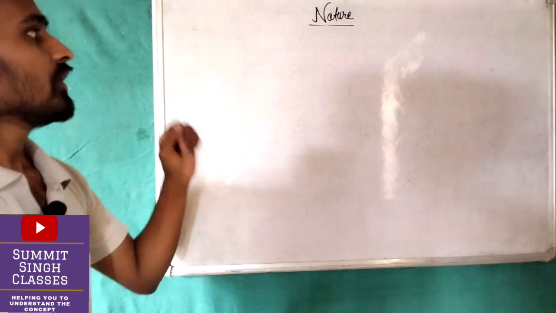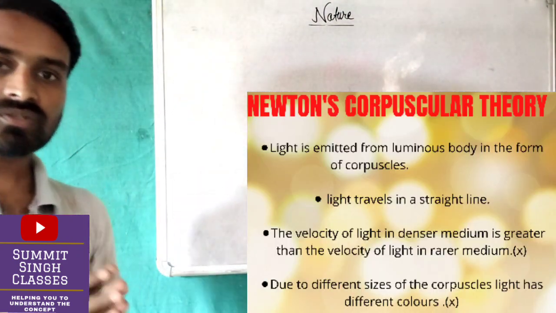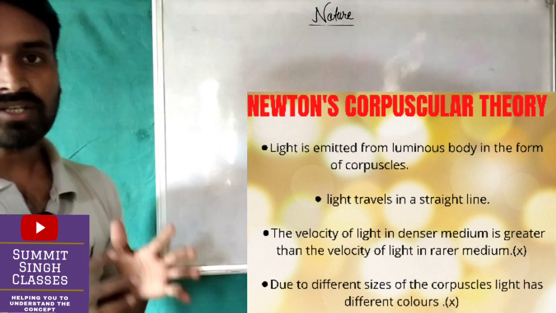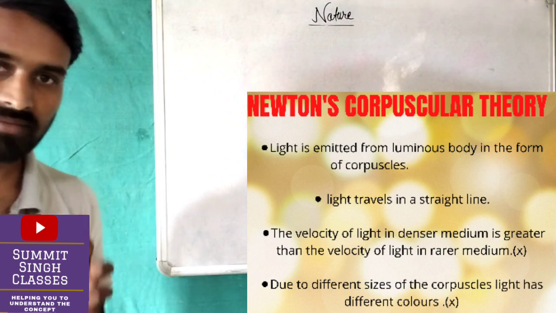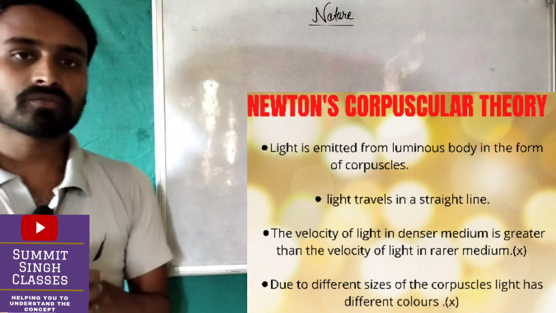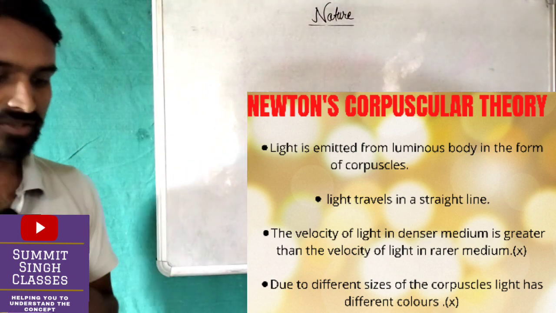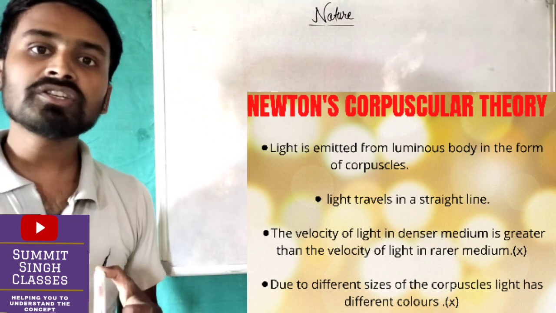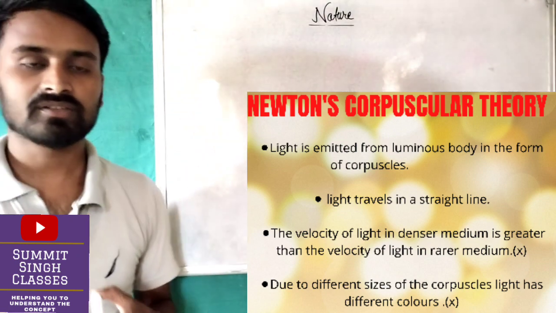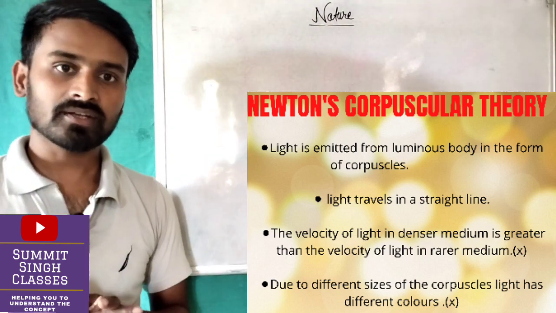Then the very first theory was Newton's corpuscular theory, given in 1675. Firstly we just have to understand about that. Newton told the very first thing about light: that light is produced from a luminous body in the form of tiny small particles, and these particles are called corpuscles.